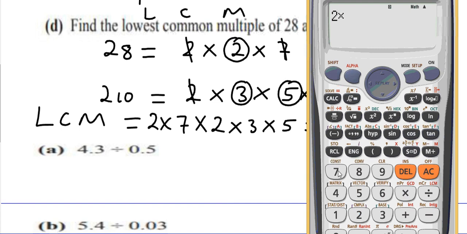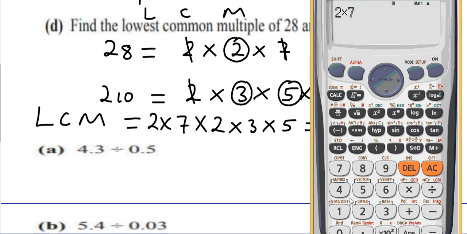Let me multiply again. 2 times 7 times 2 times 3 times 5.